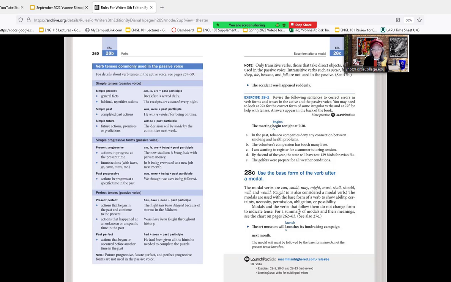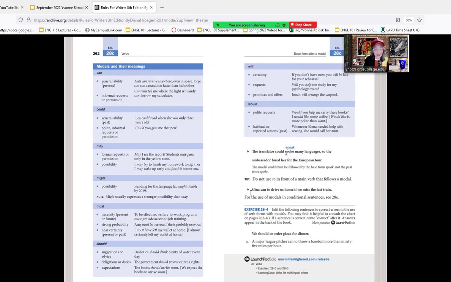Modals and verbs that follow them do not change form. So that means that I can run, I can speak. So I can't say I can speaking, and you cannot say I cannot speak. You always use the infinitive form or the base form of the verb, to speak, to run. So I might run, I could speak. So I'm always using the base form of the verb. And that is a typical ESL mistake.